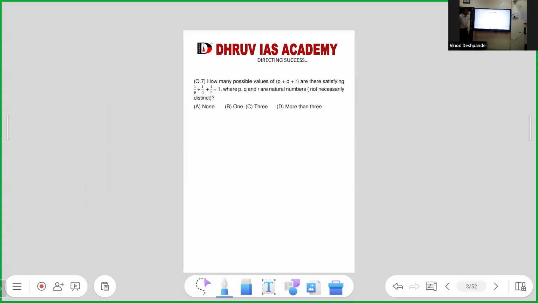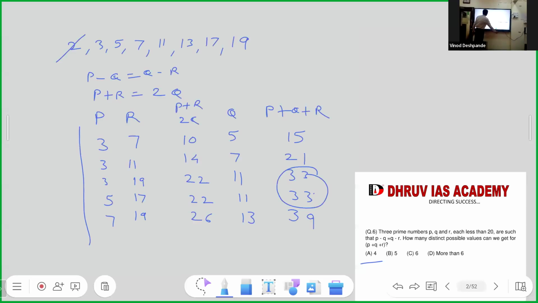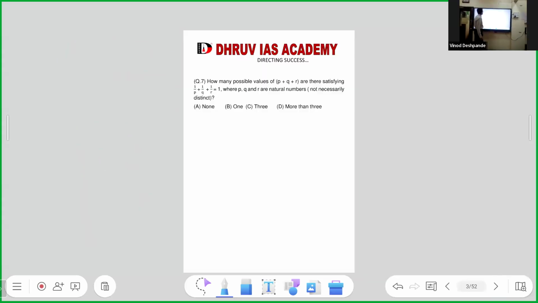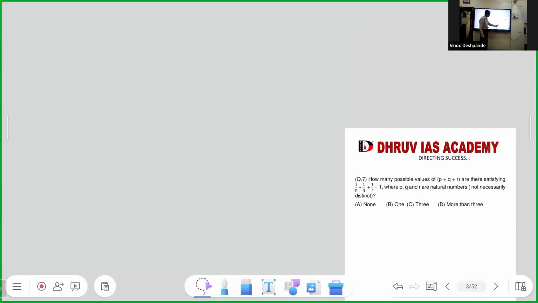Third question here. How many possible values of P plus Q plus R are there satisfying 1 upon P plus 1 upon Q plus 1 upon R is equal to 1, where P, Q, R are natural numbers, not necessarily distinct? Means they can be same. P, Q, and R can be same. So they can be distinct or they can be same. So let us assume P is the smallest among them. So we have P less than equal to Q less than equal to R. So they may be same or they may be different numbers.